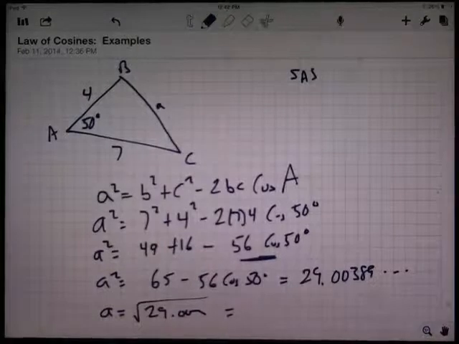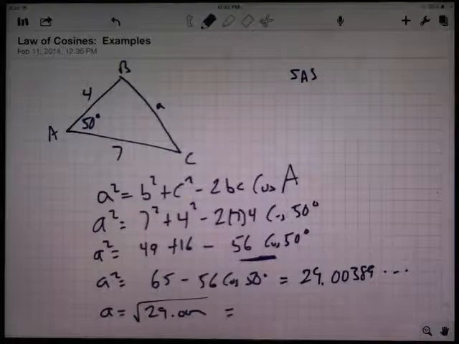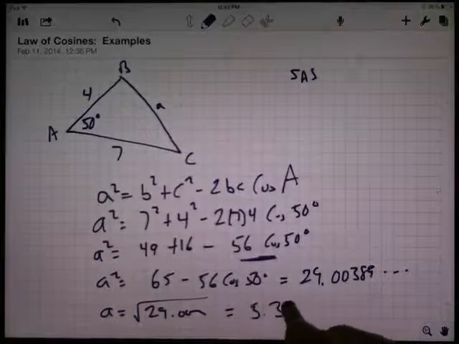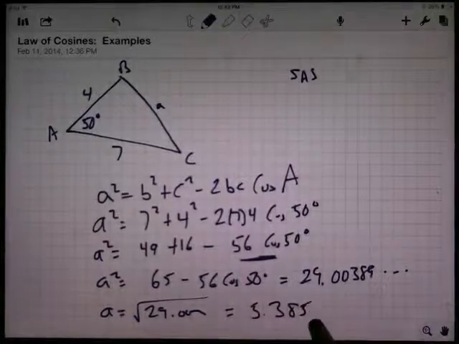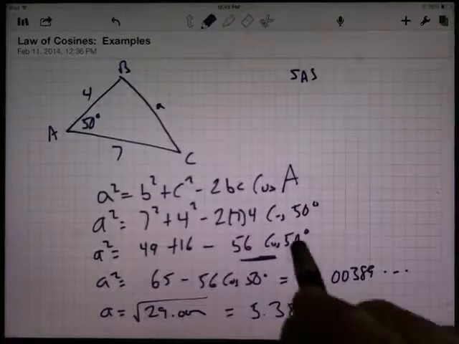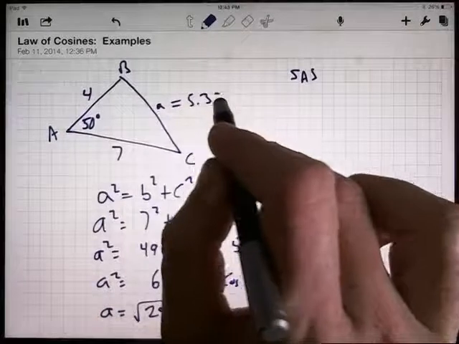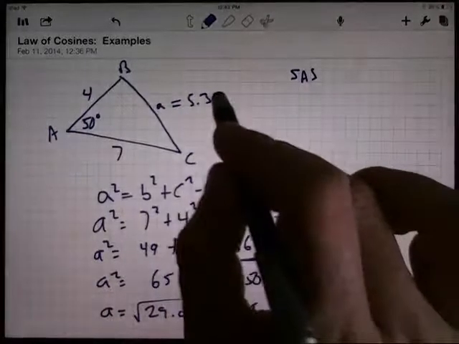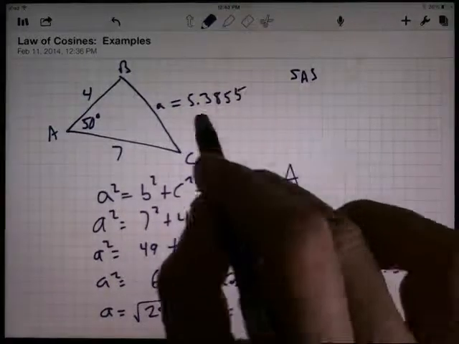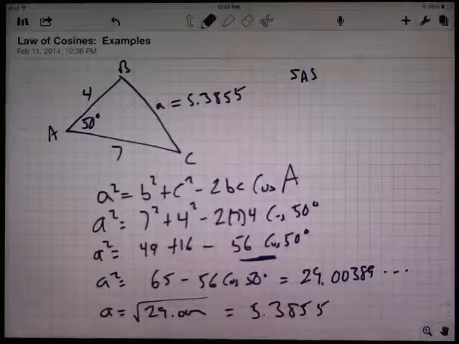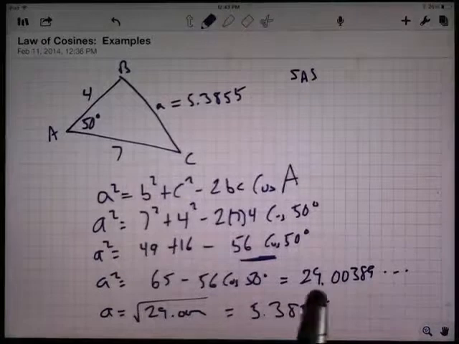Okay, so A is going to be the square root of that. And I'm not going to round. I'm just going to leave it as it is. So in my calculator, I'm saying the square root of the previous answer, and it gives me 5.3855, whatever. Okay. So I've calculated now that this is 5.3855. Depending on the application, of course, will determine how many decimal places I might need here.